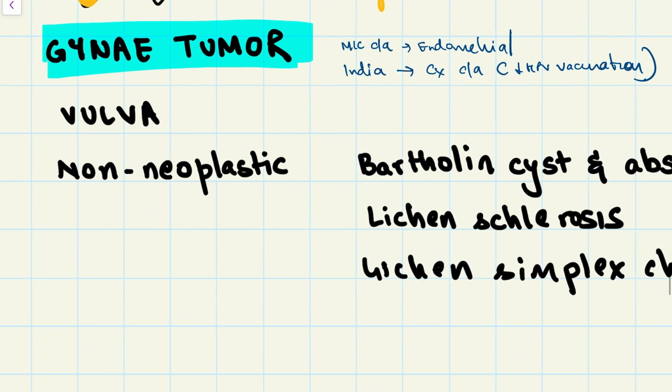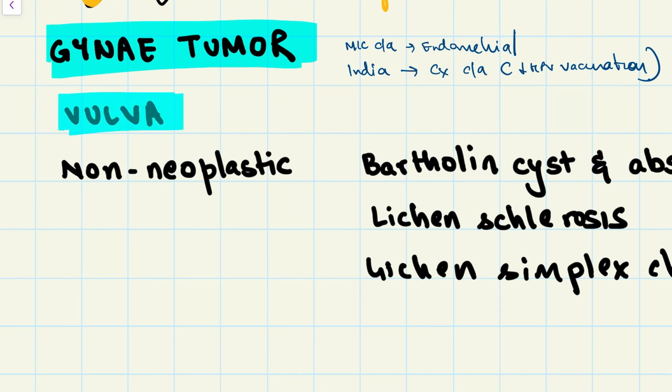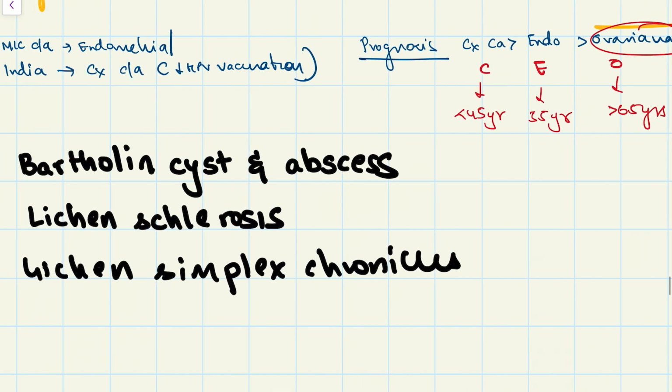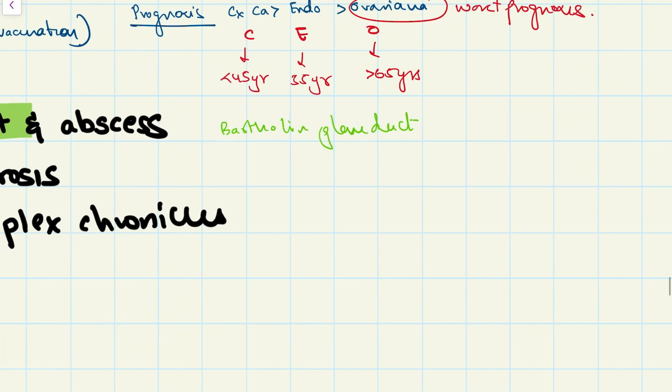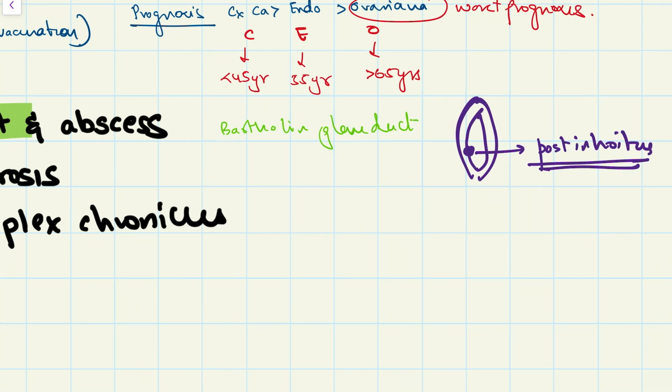Now the first topic that we will be studying is the vulva. So let us first start with the non-neoplastic conditions of the vulva. The first topic is Bartholin cyst. Bartholin cyst is due to the blockage of Bartholin gland duct, and it is seen in the posterior introitus because that is where the Bartholin duct opens.